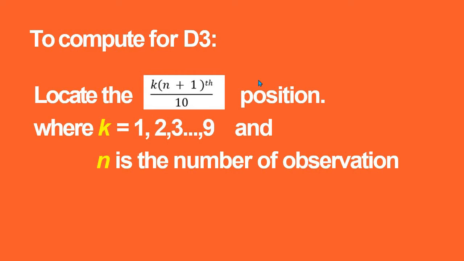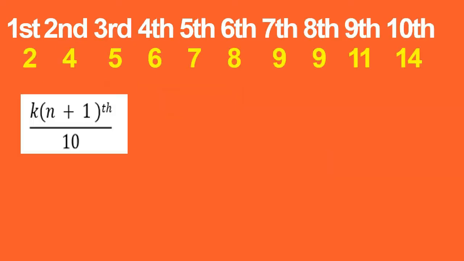And k here will be the values of 1, 2, 3, up to 9 because the decile is being divided into 10 equal parts and we have 9 score points. N again is the number of observations. So let's compute for decile 3 by using k times the quantity n plus 1 all over 10. And since we're asked for decile 3, our value of k is 3. And since we have 10 observations, n is equal to 10.